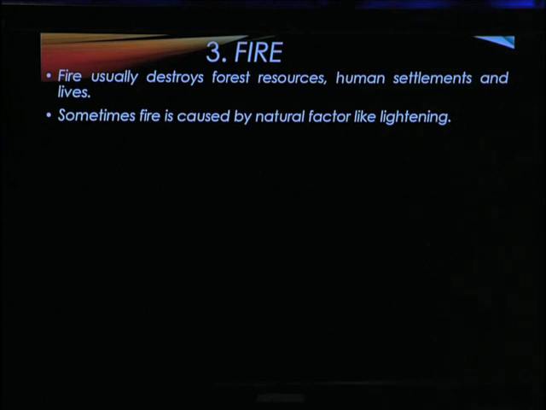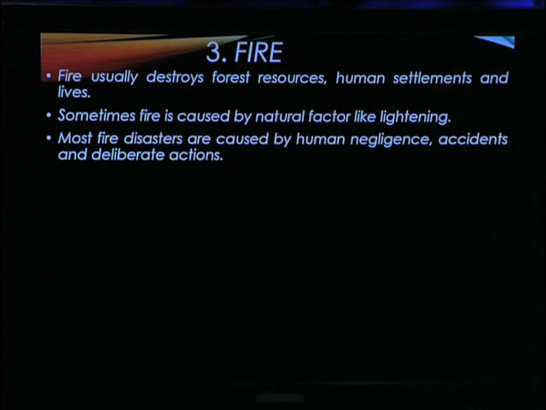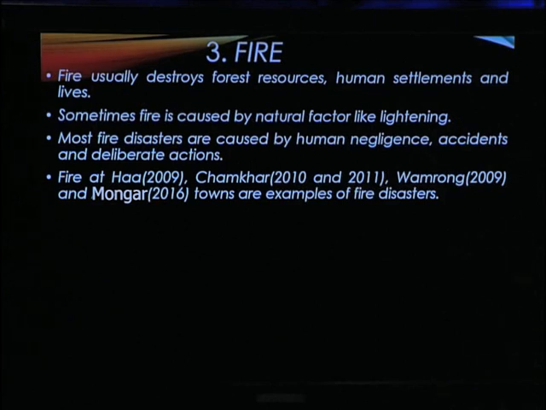Fire usually destroys forest resources, human settlements, and lives. Sometimes fire is caused by natural factors like lightning, but most fire disasters are caused by human negligence or human carelessness, accidents, and deliberate actions. For example, fire at Ha in the year 2009, fire at Chamka town in the year 2010 and 2011, fire at Wamrong town in the year 2009, and fire at Mongar in the year 2016 are examples of fire disasters.